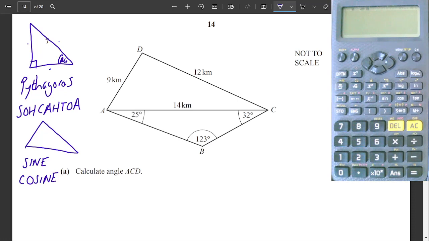Right, so first of all, calculate angle ACD. Let's mark that. We go from A to C to D. This is this angle here.